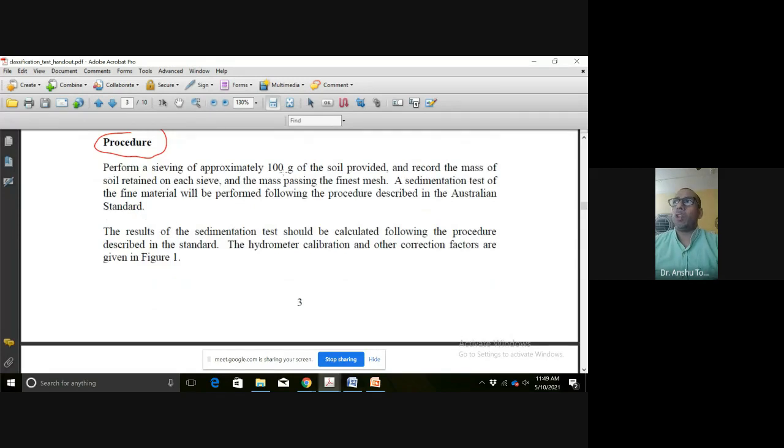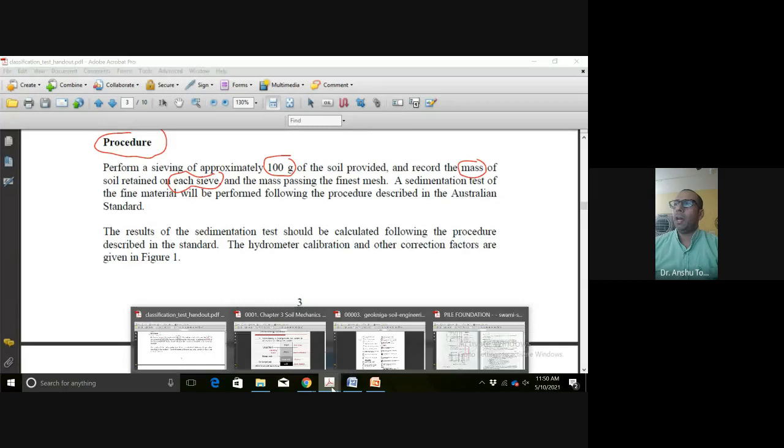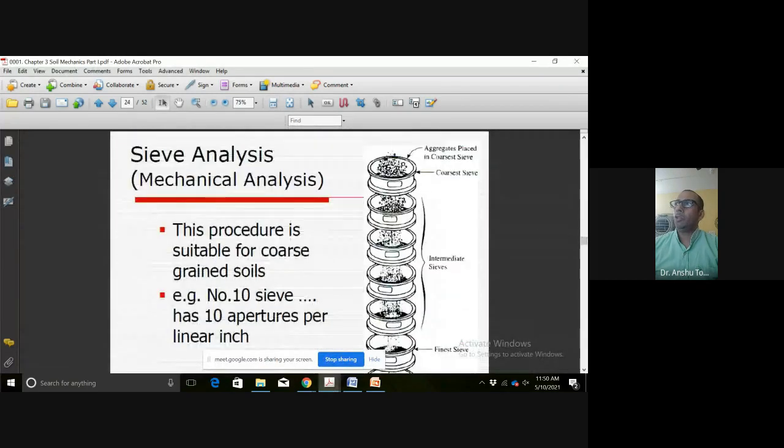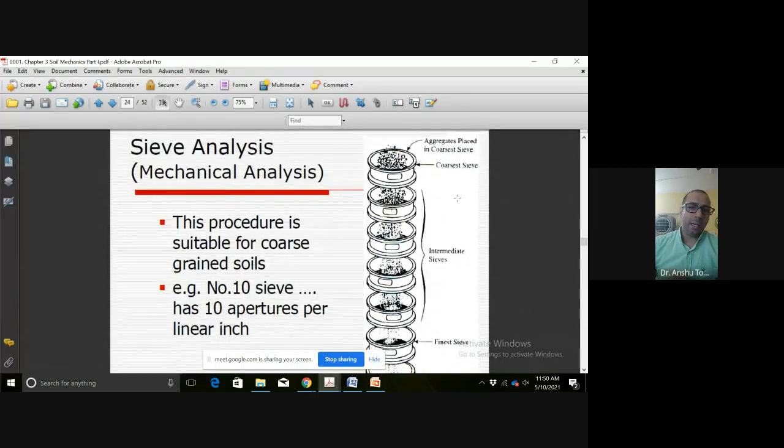Perform a sieving of approximately 100 gram of soil provided and record the mass of the soil retained on each sieve. जैसे हमने एक अदर डे एक फिगर देखा था, इसमें हर एक सैंपल कहाँ पे, इसमें कितना रिटेन हो रहा है और कितना पास हो रहा है. जो पास हो रहा है वो नीचे वाली सीट पे आएगा, तो इसमें से जो पास हो गया वो यहाँ पे रिटेन हो जाएगा.